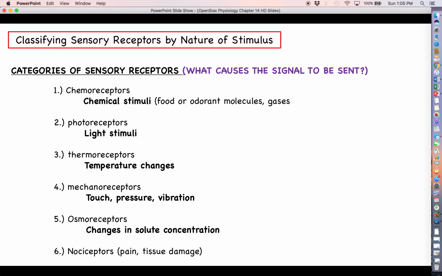Osmoreceptors, like those you find in the hypothalamus, are activated by changes in solute concentration. So we've already seen how osmoreceptors are a part of the neuroendocrine reflex involving the release of antidiuretic hormone from the posterior pituitary. And we'll certainly talk more about that when we get to the urinary system. And then I already mentioned nociceptors, which are activated by pain. Well, pain is kind of an intangible thing. So the specific thing that these are activated by is tissue damage. So when you hurt yourself, it's because you have damaged your cells and damaged your tissues, and those cells release factors which activate these nociceptors.